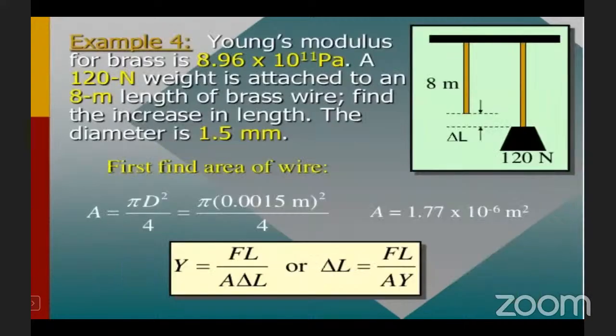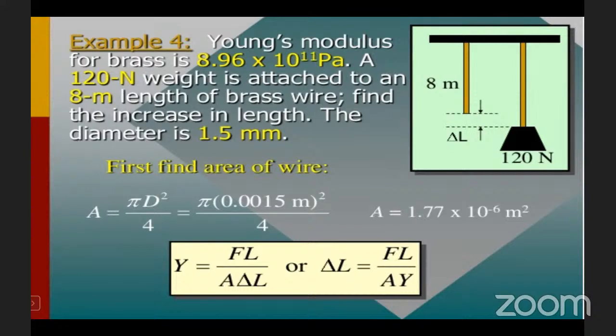Next one. See one of the example problems in the exam on Young modulus. The question is: the Young modulus for brass is 8.96 × 10^11 Pascal, and a force of 120 newtons, a weight, is attached to an 8 meter length of brass wire. Find the increase in length. The diameter is 1.5 millimeter.